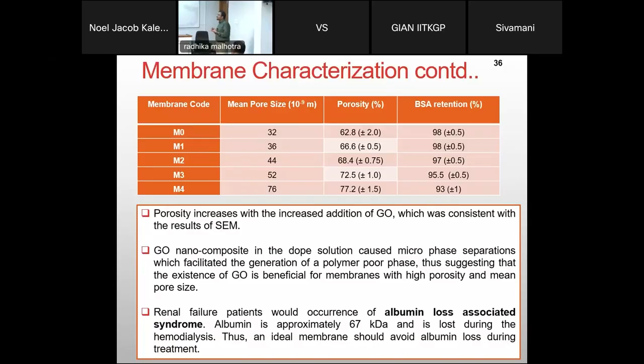So instead of human serum albumin, which is much costlier, we used bovine serum albumin, and the bovine serum albumin retention was 97-98 percent, and it decreased a bit when your pore sizes increased. The mean pore size was calculated, and you could see the porosity also increased when you added nanomaterials, because they are hydrophilic and try to go to the water during the phase inversion process, and they form small channels. If the patient during hemodialysis loses human serum albumin, a syndrome known as albumin loss associated syndrome occurs, and that should be avoided.